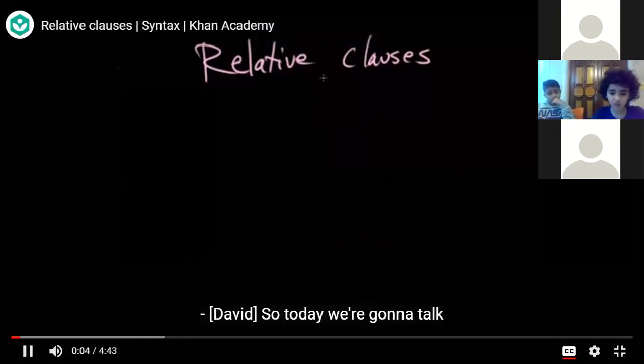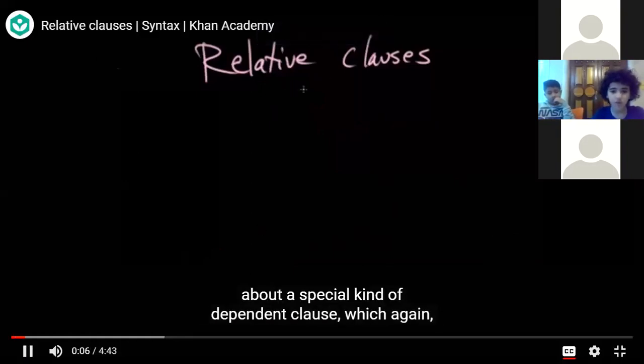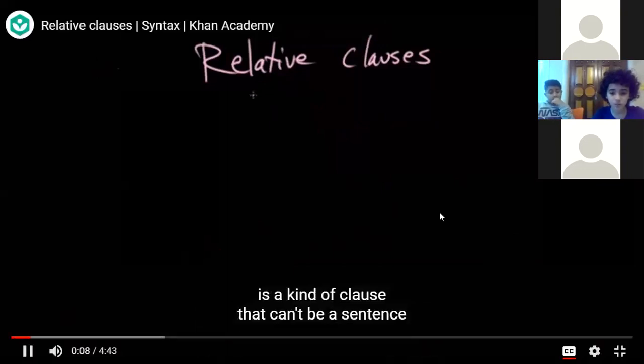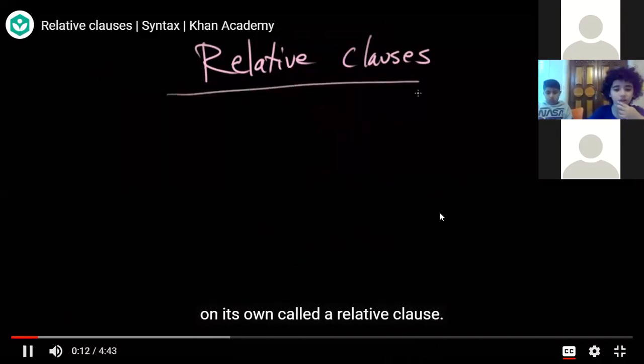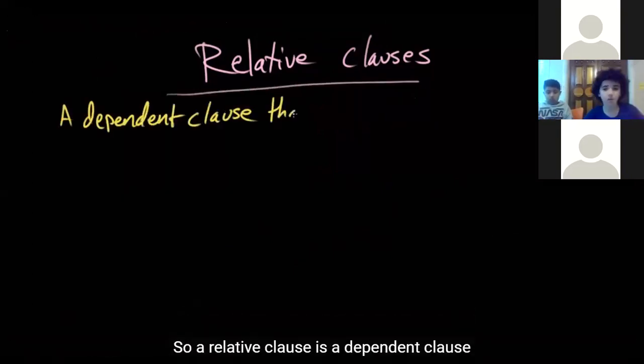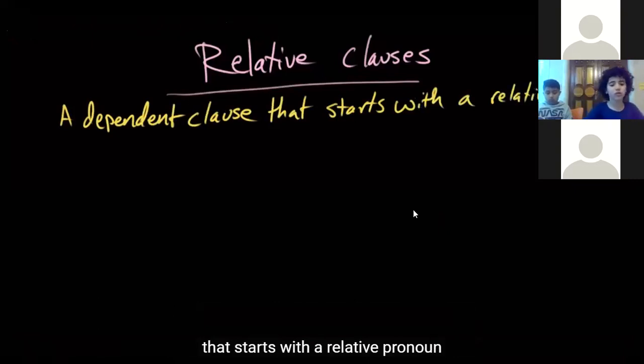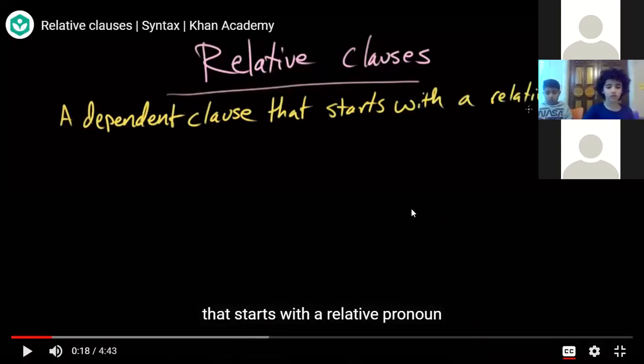So today we're going to talk about a special kind of dependent clause, which again is a kind of clause that can't be a sentence on its own. So he said for us that he's going to talk about the dependent clauses, okay? So let's see, what is the dependent clause called? A relative clause. So a relative clause is a dependent clause that starts with a relative pronoun.